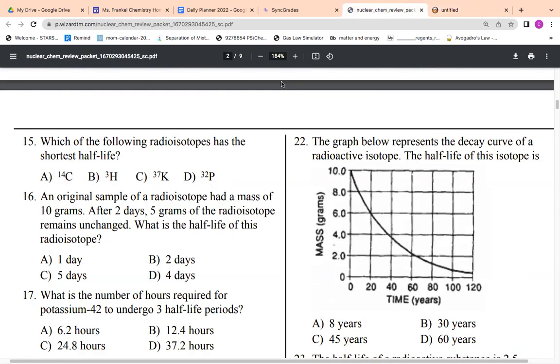So again, let me write this down. 12.36 hours. So what is the number of hours required for potassium-42 to undergo 3 half-life periods? So this is 1 half-life period, so all we gotta do is just multiply by 3. And we should get 37.2 hours. So this one should be choice D.